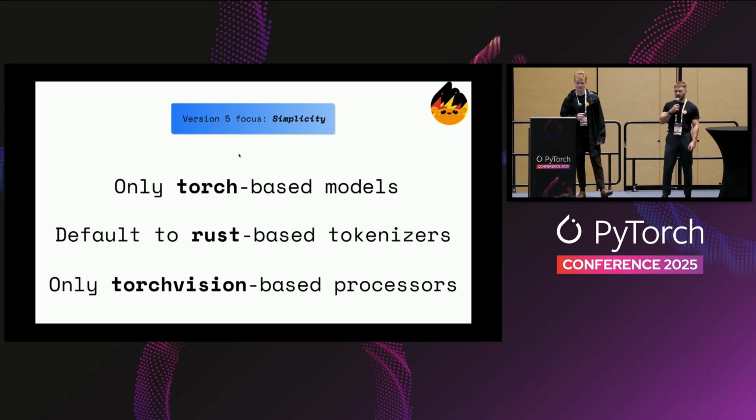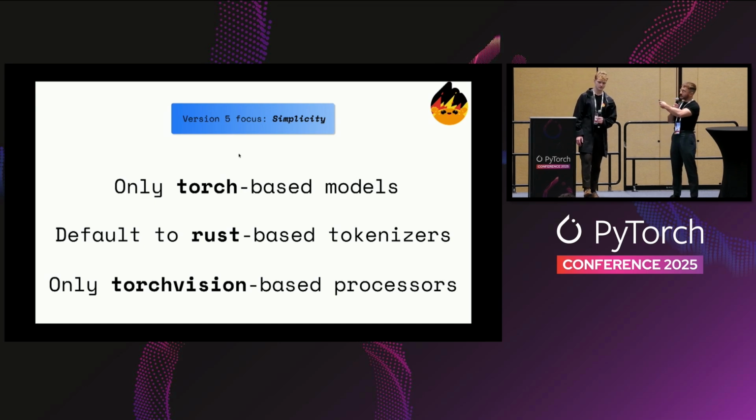And one advantage of using only Torch-based models is that we can really depend even more on Torch itself. The best example of that is probably the processors. Before, they were basically NumPy because they needed to be used for JAX, TensorFlow, and Torch. Now going forward, as we're only using Torch, we can use Torch Vision instead, which is much, much faster for the use cases that we're seeing now.